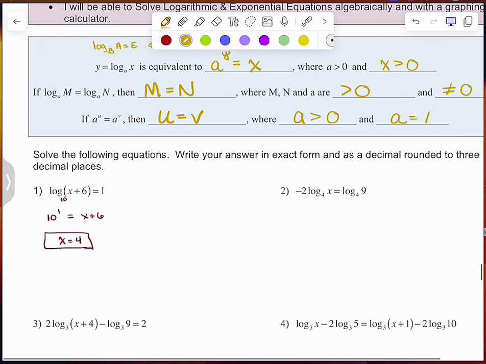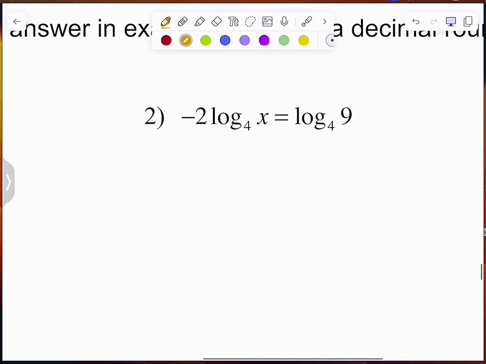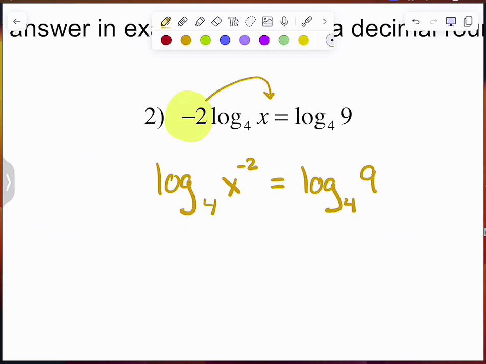Okay, next problem. Here's the next type of problem. If I have log base 4 of something equals log base 4 of something, I can say that the insides match. The problem I have here is the negative 2 is in the way. So I'm going to use my properties of logs and pop this up into the exponent. So log base 4 of x to the negative 2 equals log base 4 of 9.